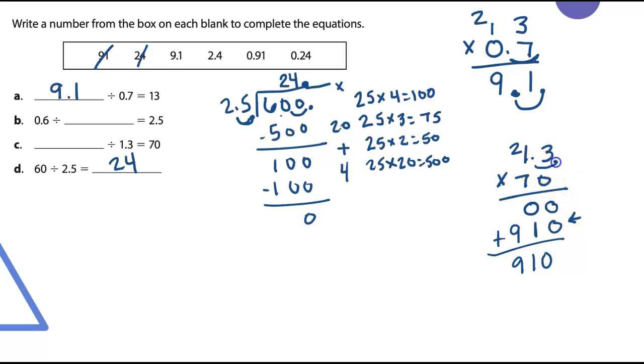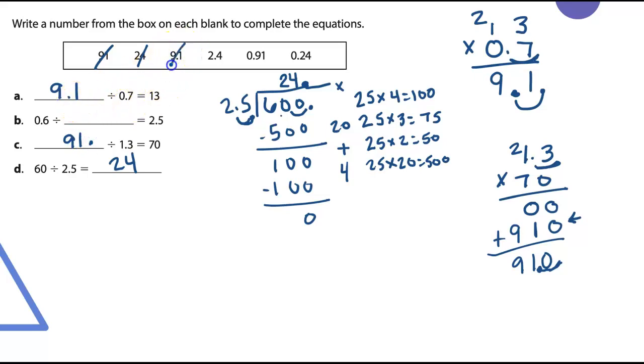But I have a decimal here that I've moved one place to the right to make it a whole number, so I've got to move it one place to the left, which gives me a whole number of 91. Oh, I crossed off the wrong one. And that is C.